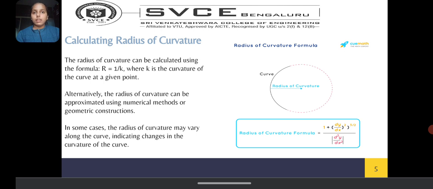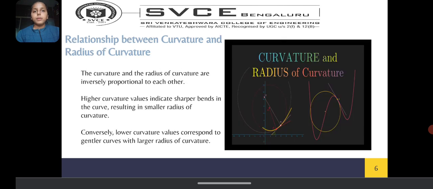Next, calculating the radius of curvature. How can we calculate the radius of curvature? Here is the formula: R = 1/k, where k is the curvature of the curve at a given point. Alternatively, the radius of curvature can be approximated using numerical methods or geometrical construction. In some cases, the radius of curvature may vary along the curve, indicating changes in the curvature of the curve.